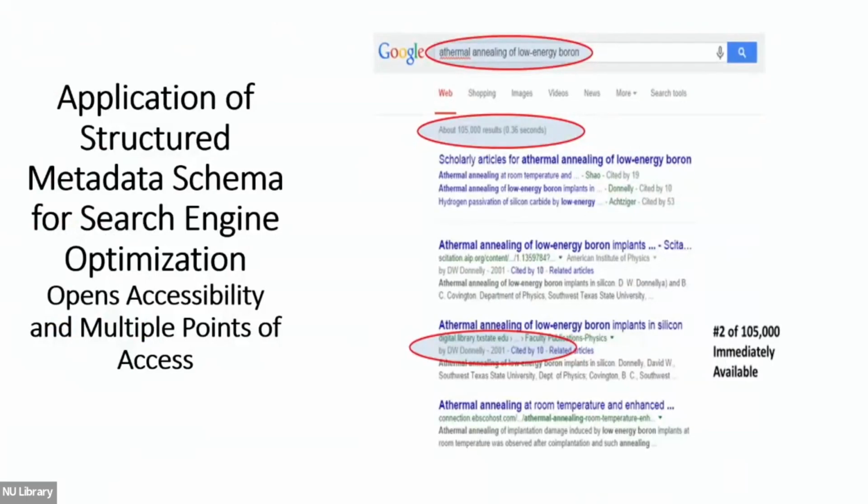Here's the article and the Google page with all of those access points. Now you can see on the very right, there were 105,000 hits. Imagine how many Google pages that is. Where did "athermal annealing of low energy boron implants in silicon" end up on the Google hits? On the very first page, the only page that people are probably going to look at if they're looking for this obscure topic. Yet there's 105,000 hits.